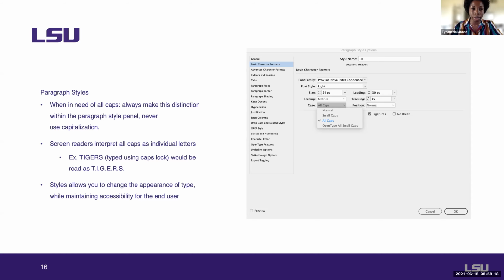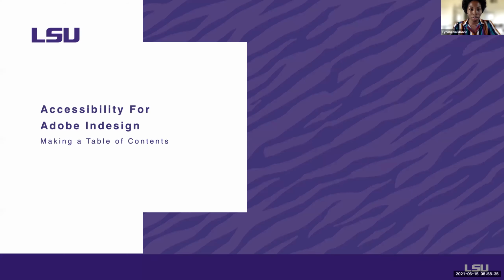So there's an easy way to change that style, and you just want to go back into your paragraph style panels and go to case and click all caps. But yeah, you just want to make sure that you're designing for everyone as opposed to just sighted readers. And then we're going to jump into table of contents with Marcus.